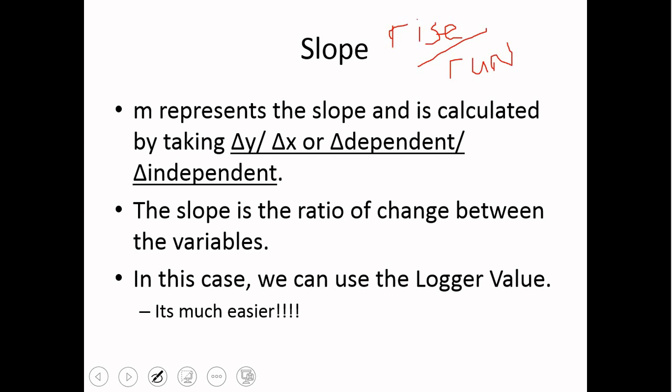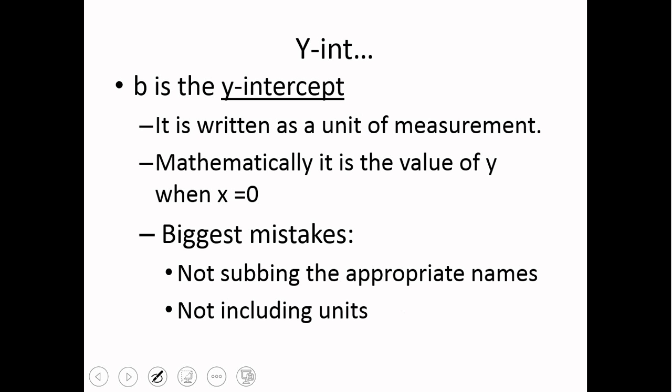The more technical version of this is y2 minus y1 divided by x2 minus x1. So anyway, you can use any of those equations to find slope. I'm not going to demonstrate slope. I can for you in class tomorrow if you don't know how to do that. Now the y-intercept, or the b part of the y equals mx plus b equation, is the y-intercept, and it's written as a unit of measurement. Mathematically, it's the value of y when x equals 0.